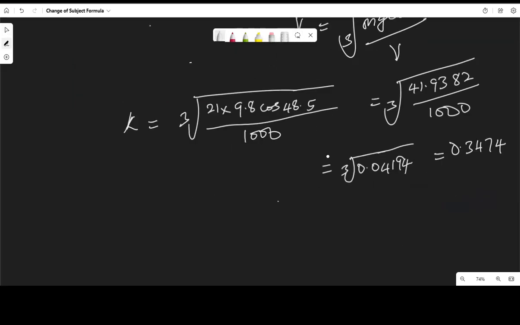First of all, let's express this in standard form. This will be 3.47 times 10 to the power of how many? That will be negative 1.